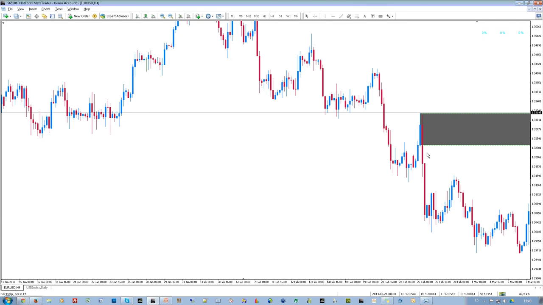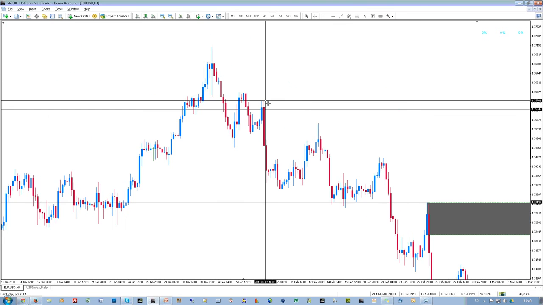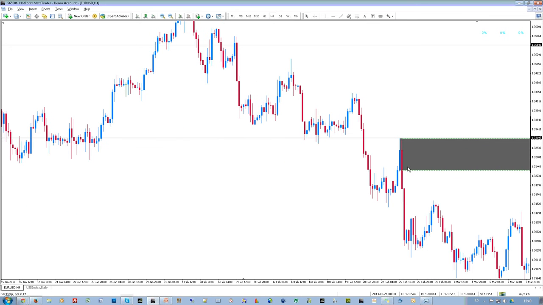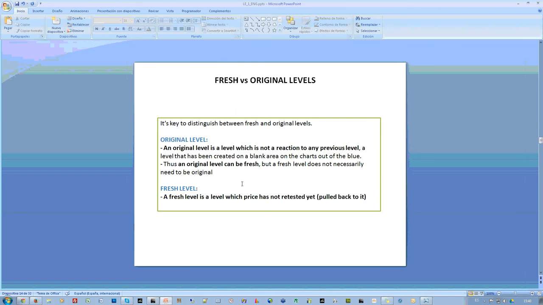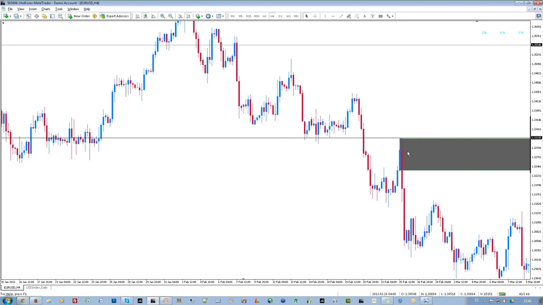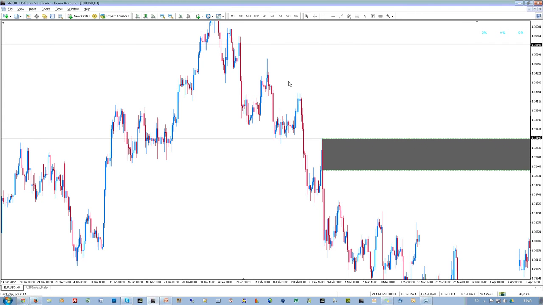because it is original. It is also good for trading with a trend because if we are in a trend, as you can see here, look, trend is like that. So this is a trend. We can use this for trading with a trend because for a trending market, we always use fresh levels. If it is original, it's even better.